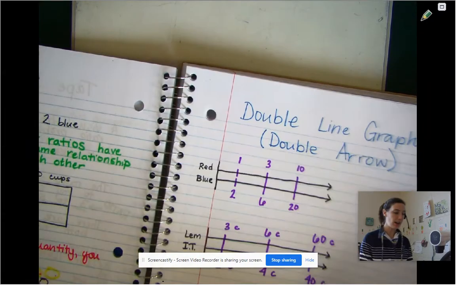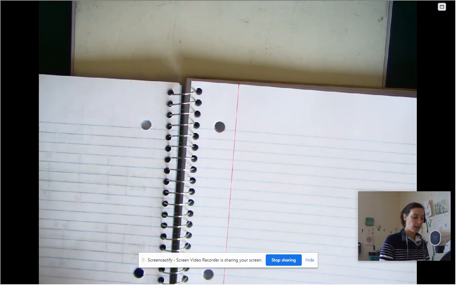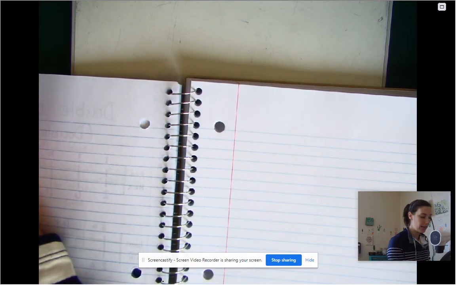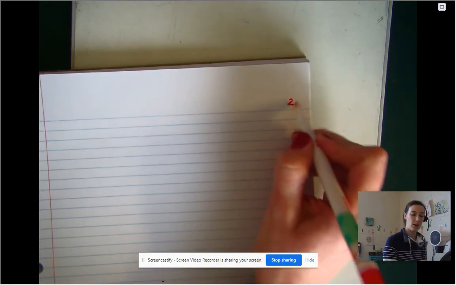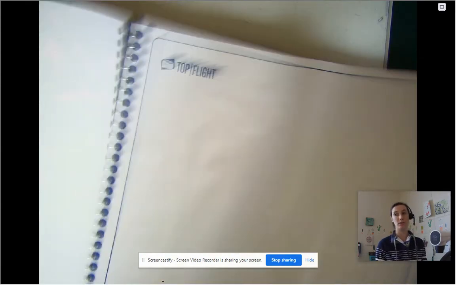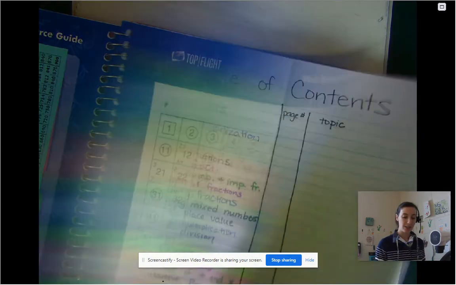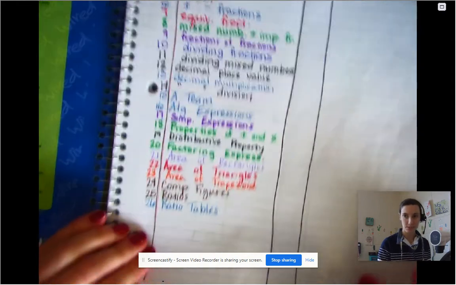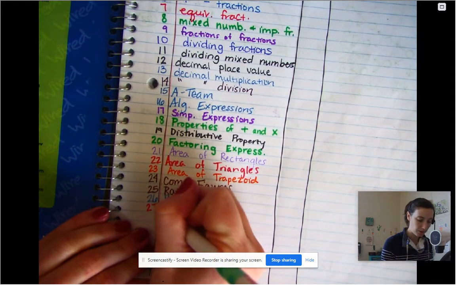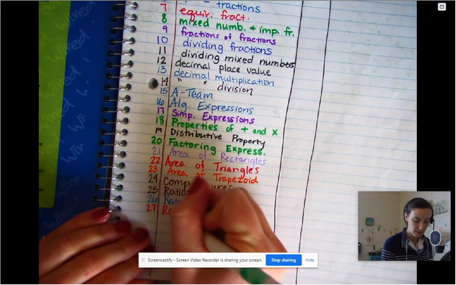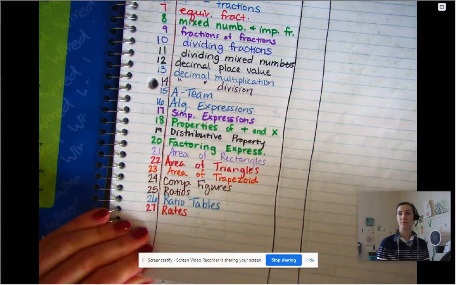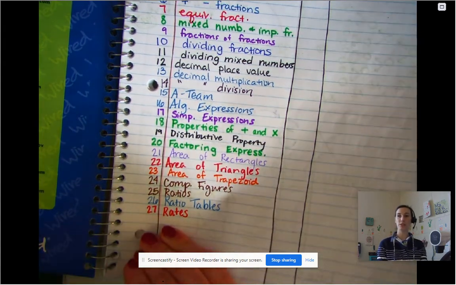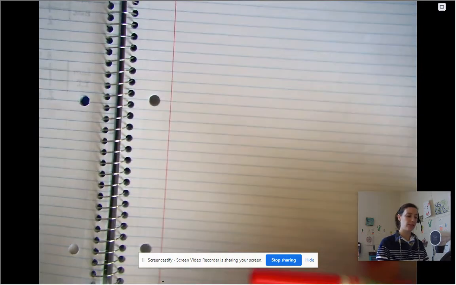Okay, we are now on page 27, and we are talking today about rates, which you might think, haven't we already been talking about rates? And no, we've been talking about ratios. Rates are different. So I promise we will go into that. So we had intro to ratios a couple days ago. Now we have intro to rates.